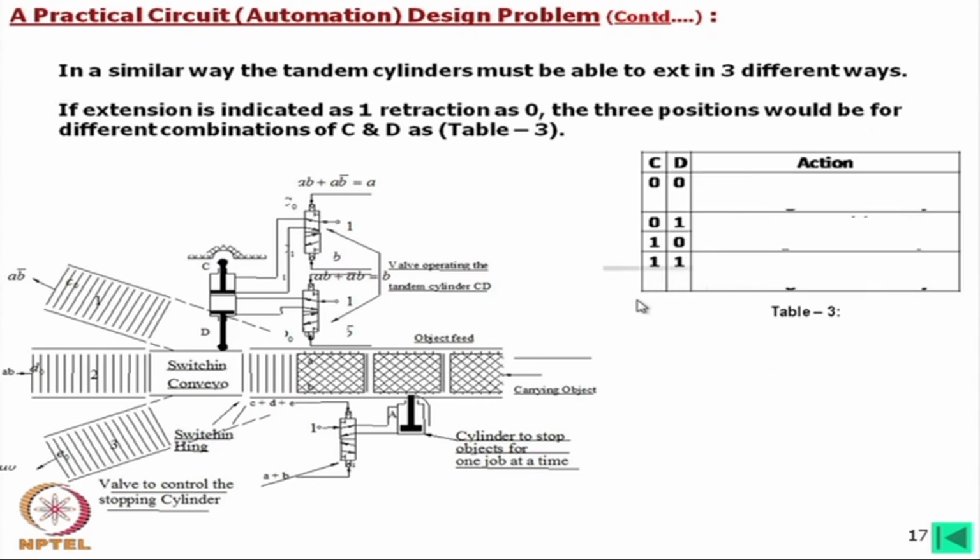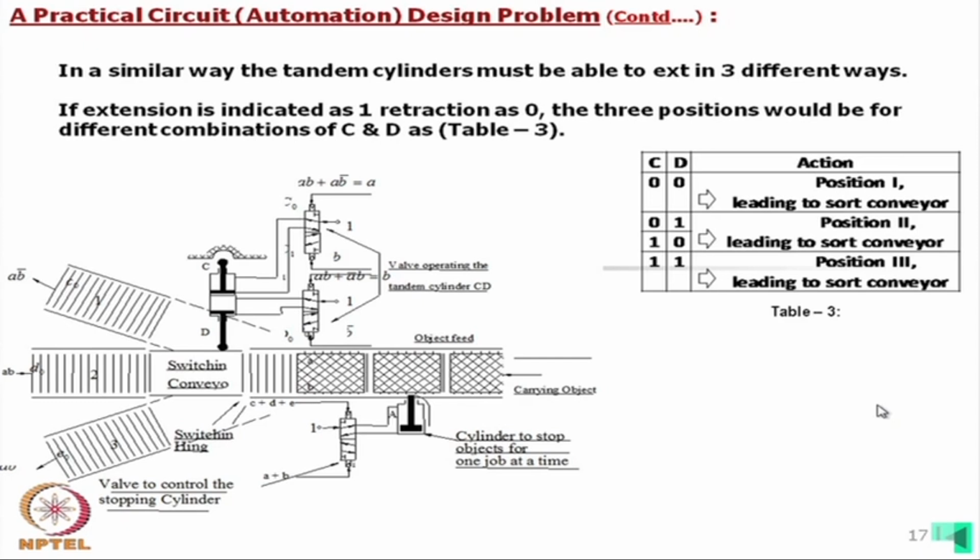Now, it is like that, C, D, that is we have named this cylinder A, B, C, D, C and D, this is 0. The action is that position 1 is leading to a short conveyor. Now, this is 0 1 or 1 0, position 2 leading to another short conveyor, and position 3 leading to a short conveyor. I mean this is position 1, position 2 and position 3.